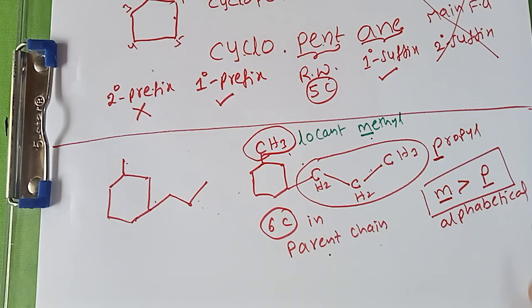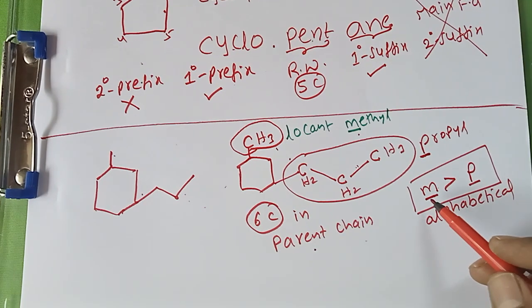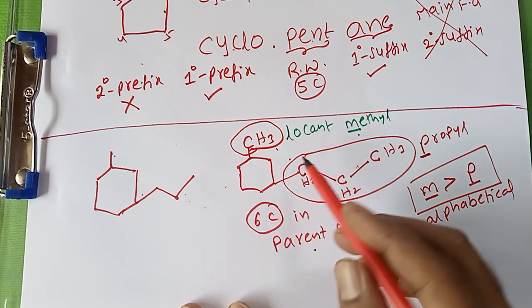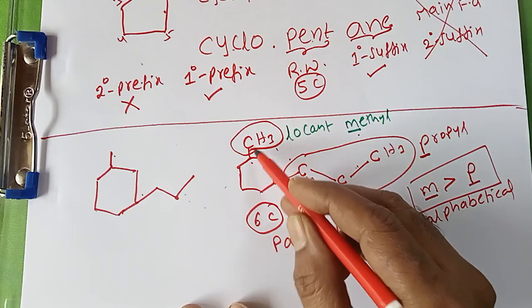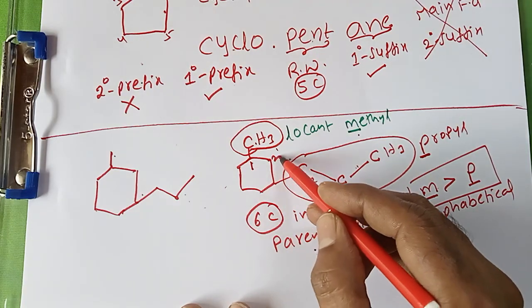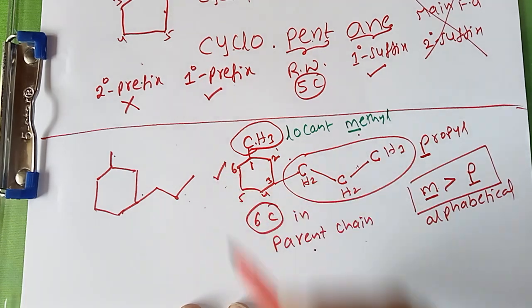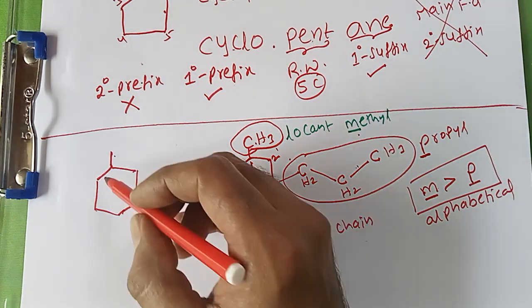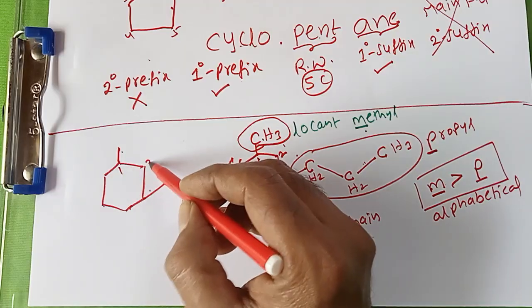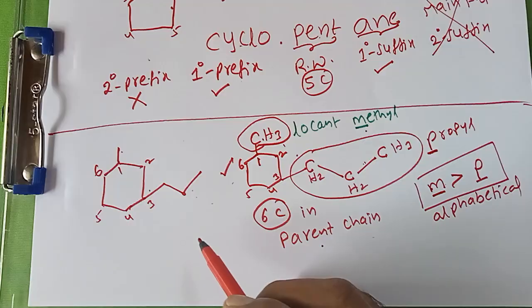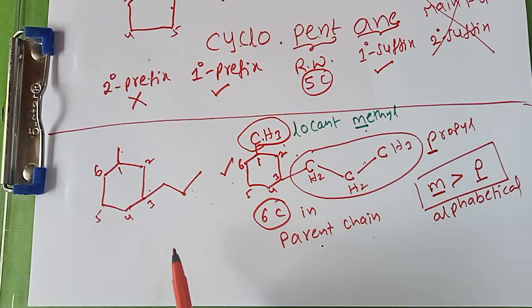Alphabetical order. M has more priority than P. So what does M mean here? Methyl group. So with IUPAC numbering like this, the more priority means 1, 2, 3, 4, 5, 6. This numbering is the right numbering. Here also the numbering is 1, 2, 3, 4, 5, 6. According to which order? Alphabetical order.